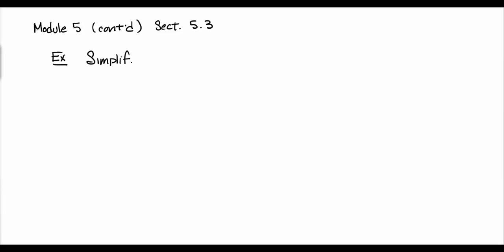Okay, now we're going to continue on. We're going to do a couple more examples with properties of negative exponents. So this is a continuation of Module 5. Module 5 continued. Again, we're still in section 5.3, talking about negative exponents. So let's do a few more examples that might be a little bit more involved.